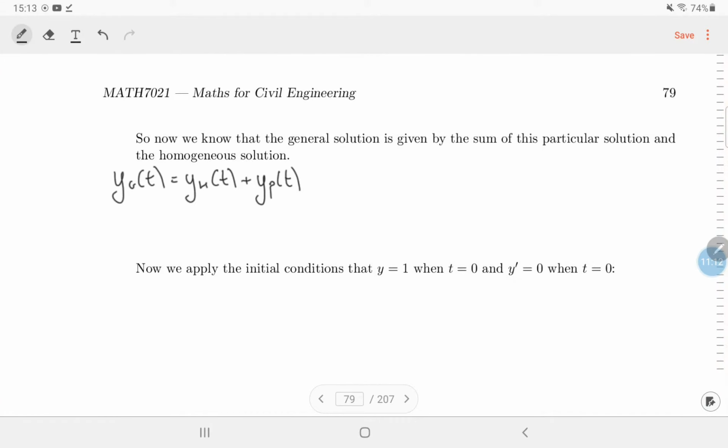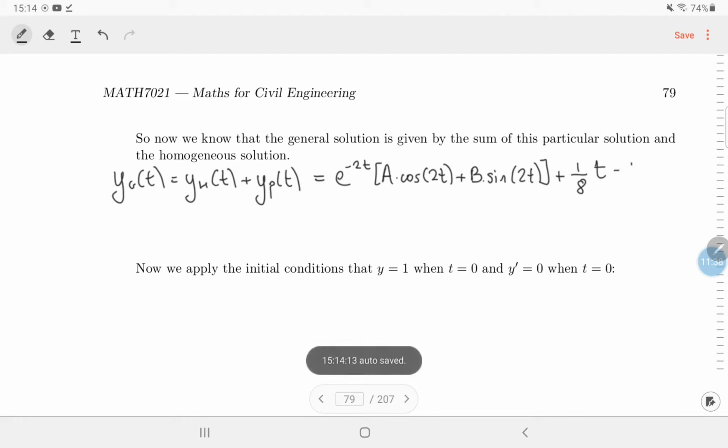I have loads of space there, yeah. Well, no, just in case, I'm going to do something up here. So the homogeneous solution was e to the minus 2t, a cos 2t plus b sine 2t, plus ct plus d.